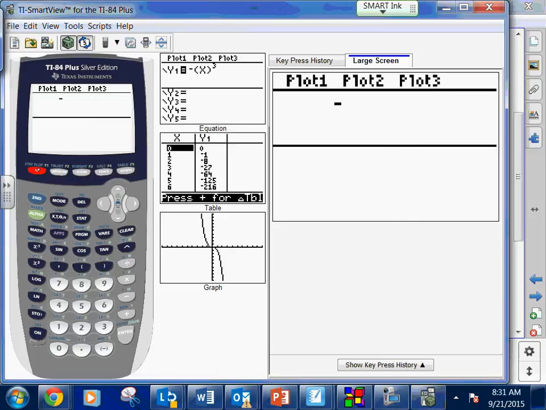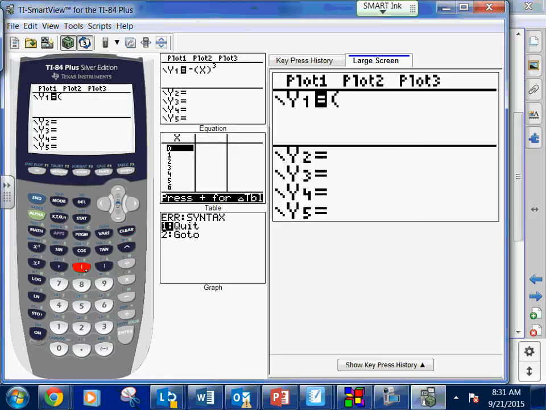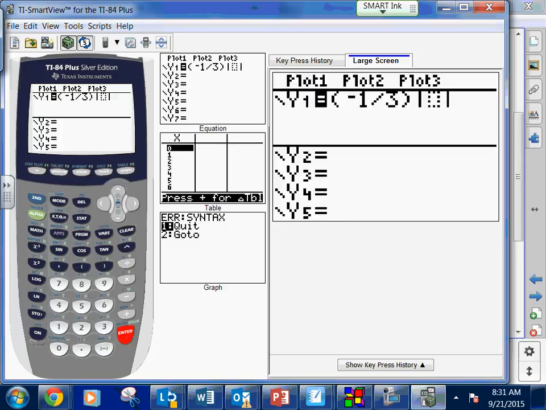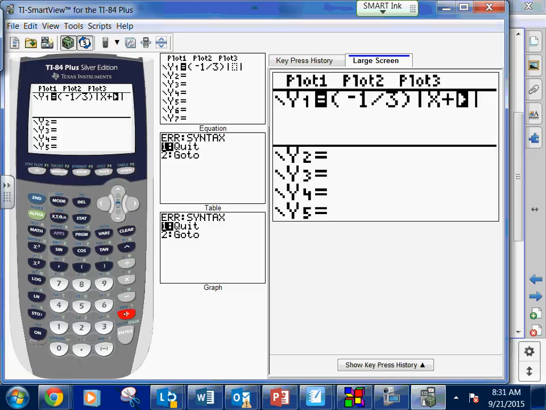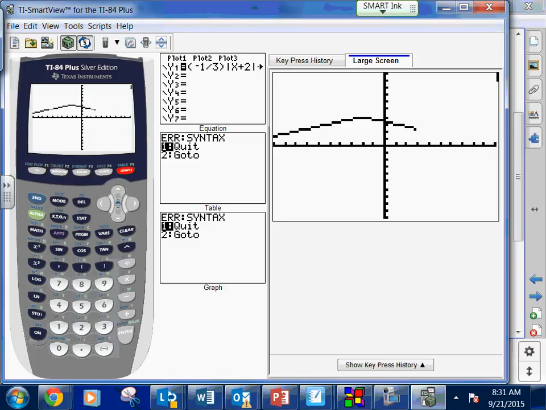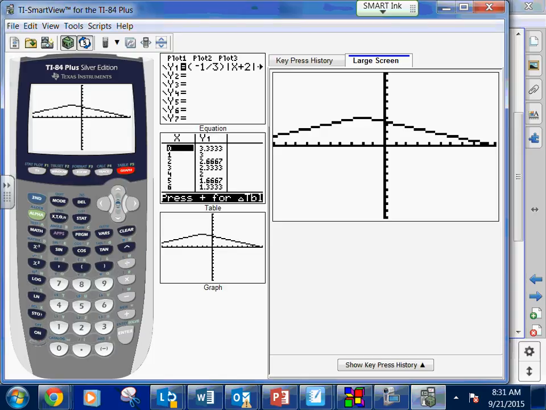Y is equal to, clear this. Let's type in -1 divided by 3. And we're going to bring up the absolute value sign now. You hit the absolute value sign by hitting the second 0 button, and the ABS will bring up that value. We're going to put our x plus 2 in there. We're going to come on the outside because we have to put +4. And when I hit graph, you're going to notice this V now looks like what we call being compressed.